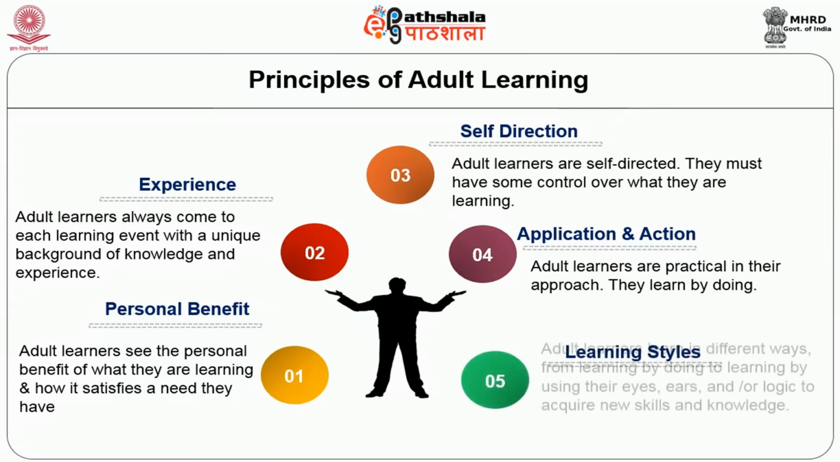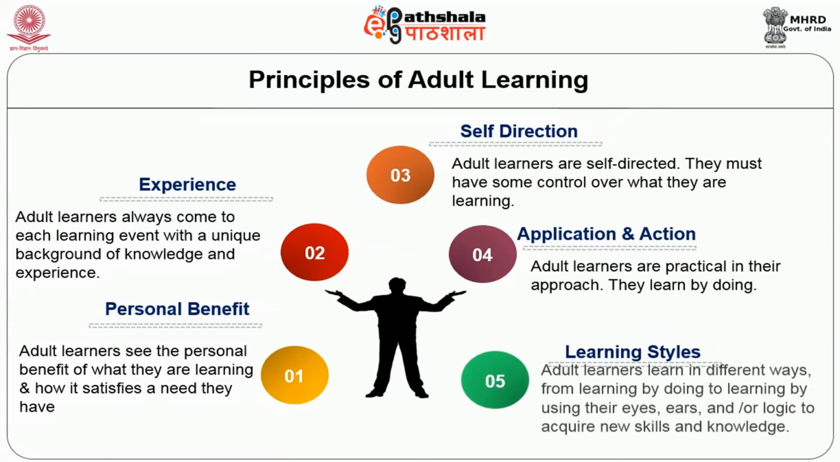Number 5 is learning styles. Adult learners learn in different ways, from learning by doing to learning by using their eyes, ears, or logic to acquire new skills and knowledge.